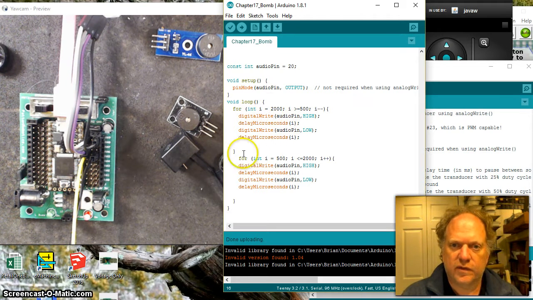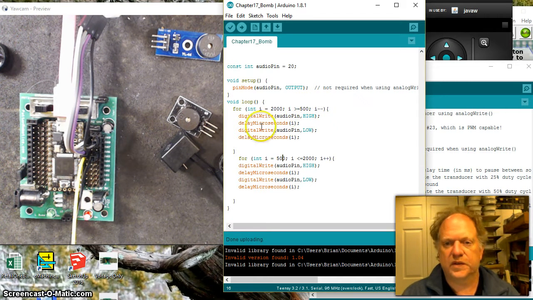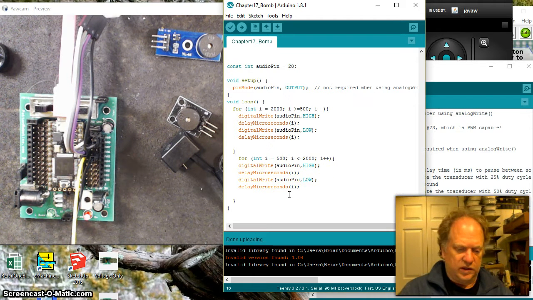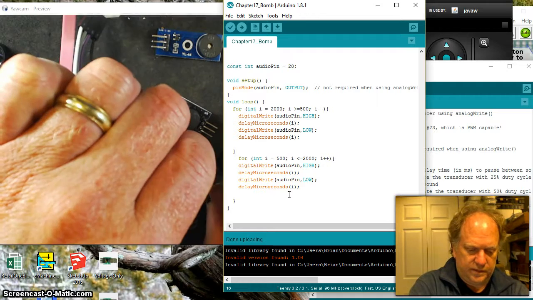And I've created a for loop, which goes from 2000 to 500, so it's going to start at 2000 and work its way down to 500, subtracting 1 every time. As soon as it gets down to 500, it's going to exit this loop, and it's going to go from 500 back up to 2000. In each and every case, the on time, the high time, is going to be equal to the low time. And we're going to be generating, well, let's just listen to it.